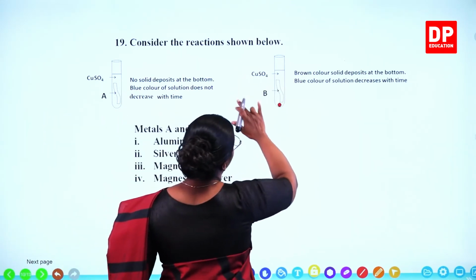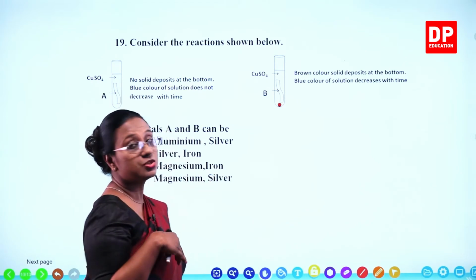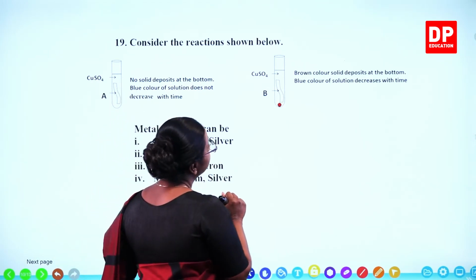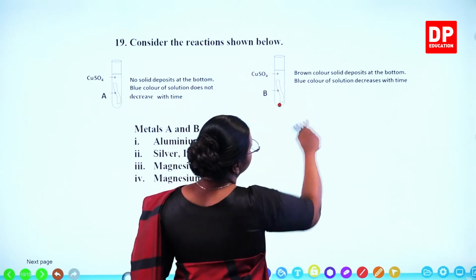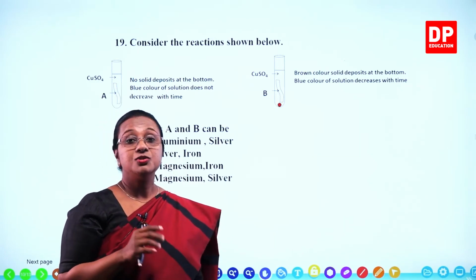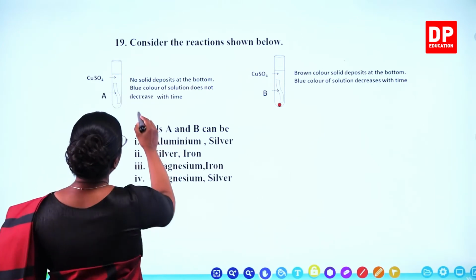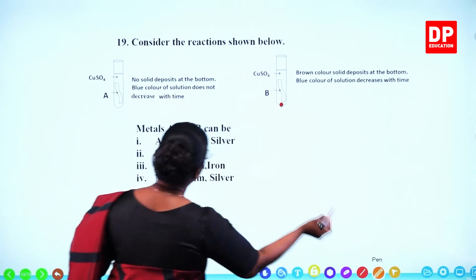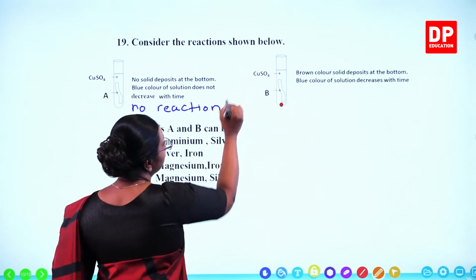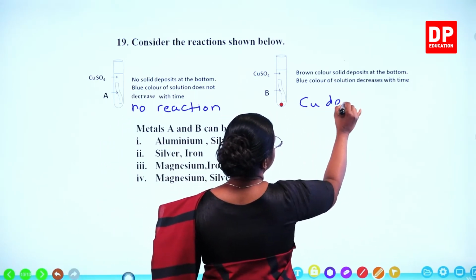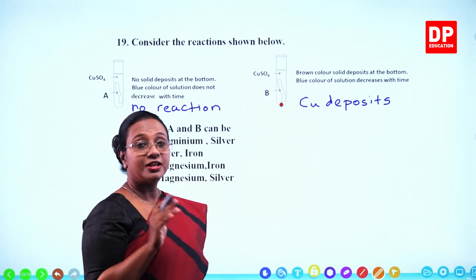Here, again copper sulphate and B, and here you can see they have shown a brown color solid substance. So, that means there is something depositing. Brown color solid deposits at the bottom. Blue color of solution decreases with time. So, you can think of the reaction. Now, here there is no change, no reaction. Here you can say copper deposits. So, it has to be a single displacement reaction. You all can understand that.